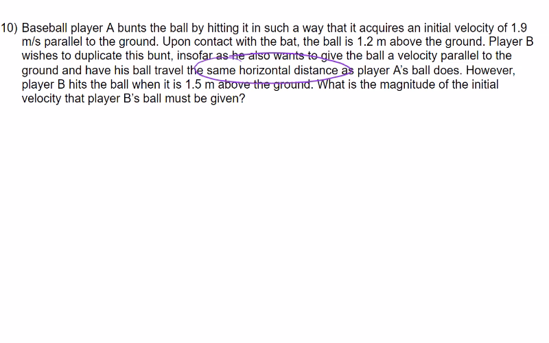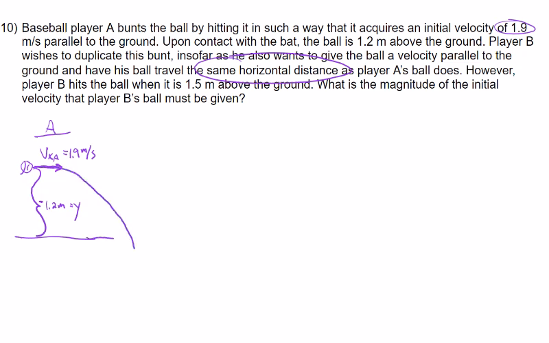So I'm going to start over here with player A. So the idea with player A is they're going to hit the baseball. So here's my baseball. They're going to hit it with a horizontal velocity, I'll call it Vxa, of 1.9 meters per second. They are hitting it 1.2 meters above the ground. So from here down to the ground is 1.2 meters. I'm actually going to put a minus sign on here and write this as y. In other words, the ball is going to fall 1.2 meters. So the ball is going to go like this and hit the ground.